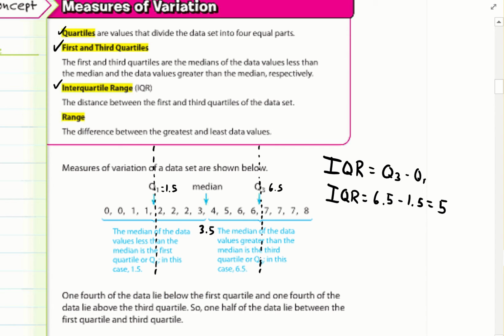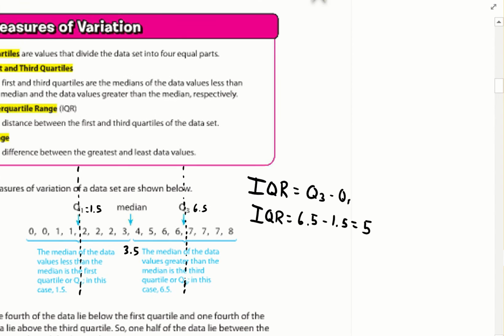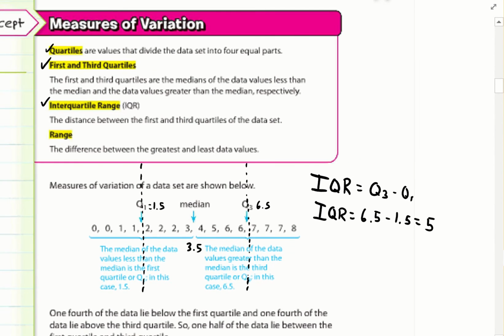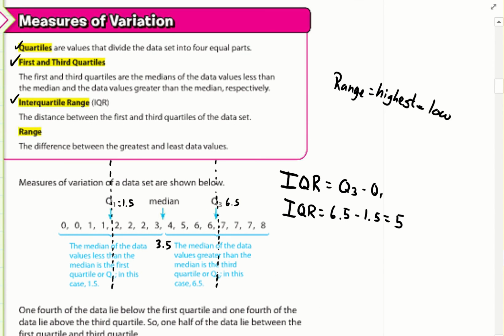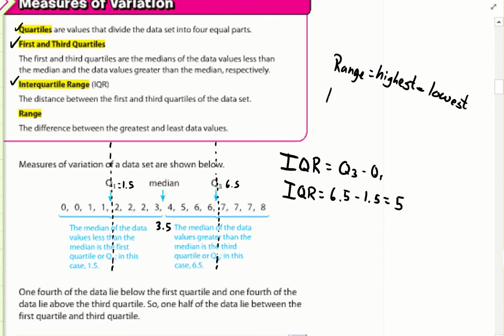My interquartile range. Now the range is the difference between the greatest and least data values. So my range, I'll do range up here. That means highest subtract my lowest or smallest or whatever. So my range for here, my highest number is 8. My lowest number is 0. So my range, 8 minus 0 equals 8. So I'm going to review everything one more time.